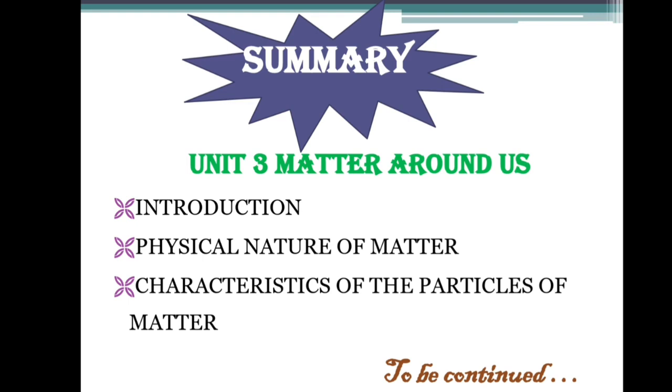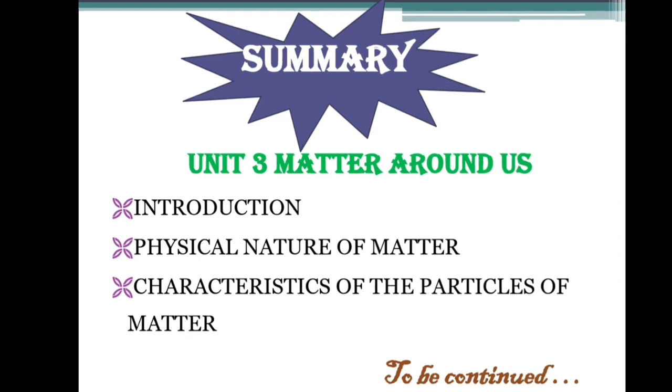Finally, we discussed the characteristics of the particles of matter. So we saw that matter is made up of smallest particles and they have space between them. Particles attract each other and that's what keeps them together. So these are the three main characteristics of the particles of matter. They are very small. They have space between them and they continuously move. Finally, they have some attraction between them.